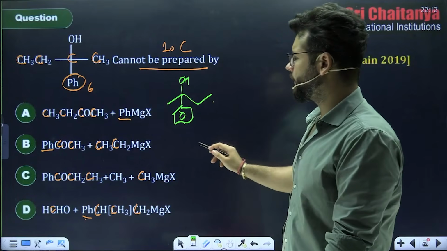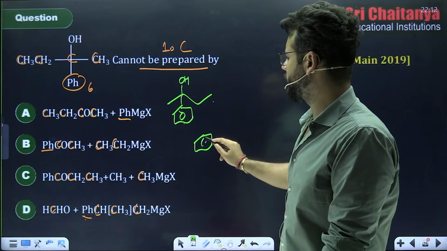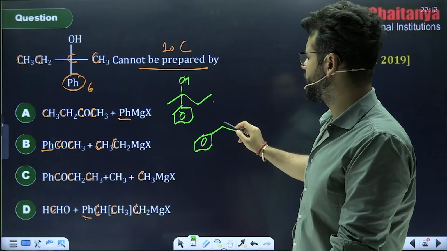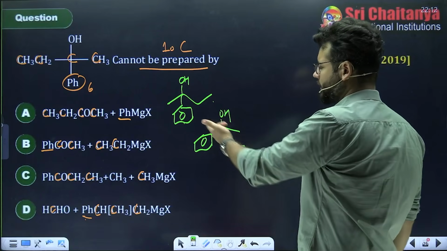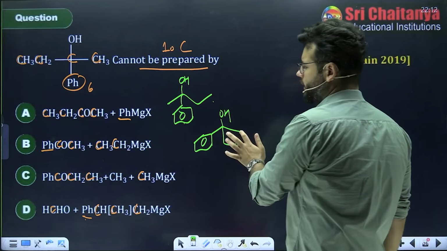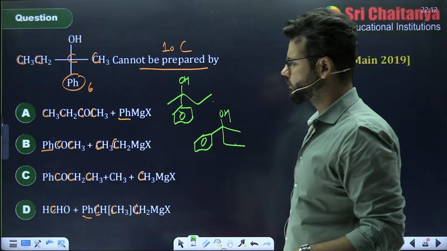Next one, there is a phenyl, acetophenone we have taken. There is a CH3. When the ethyl group comes and attacks here, you get this, which is again the same thing: ethyl group, methyl group, phenyl group, and an OH. So yes, this is also giving you the product.